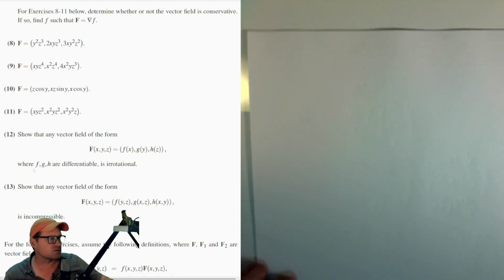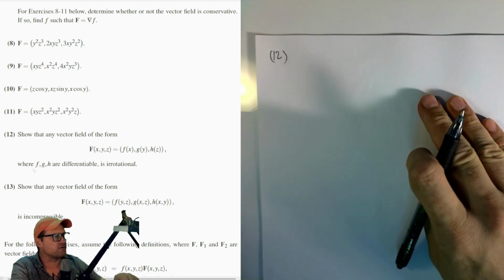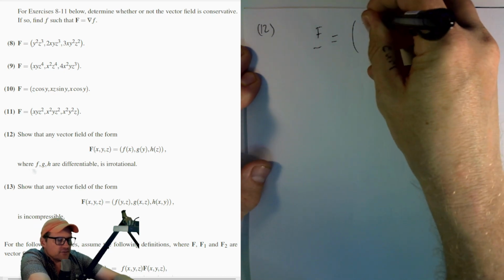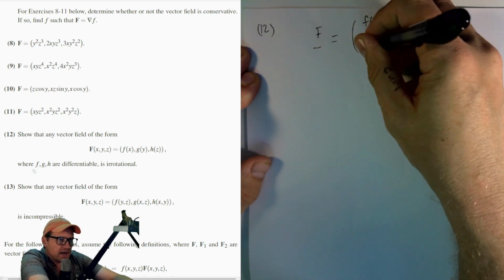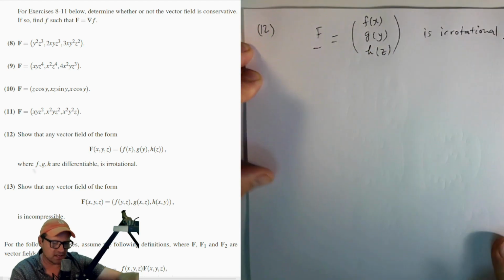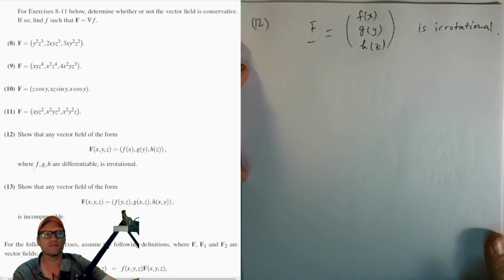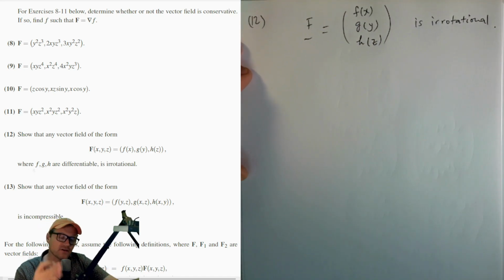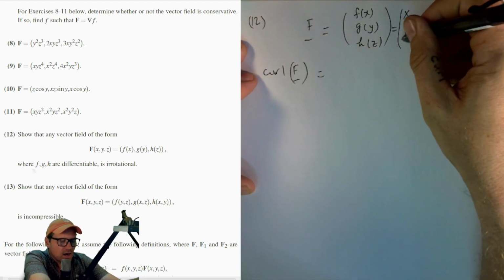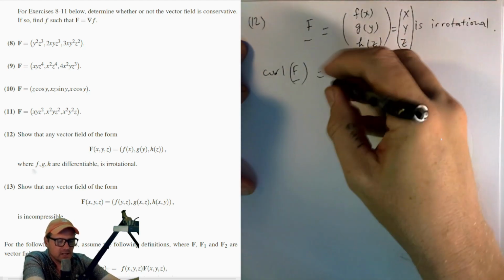Okay, question 12. Show that any vector field of the form F equal to f of x, g of y, and h of z is irrotational. So what we need to do here is calculate the curl of F and show that the curl of F is 0. But let's label this x, y, z so we can use our little formula here.